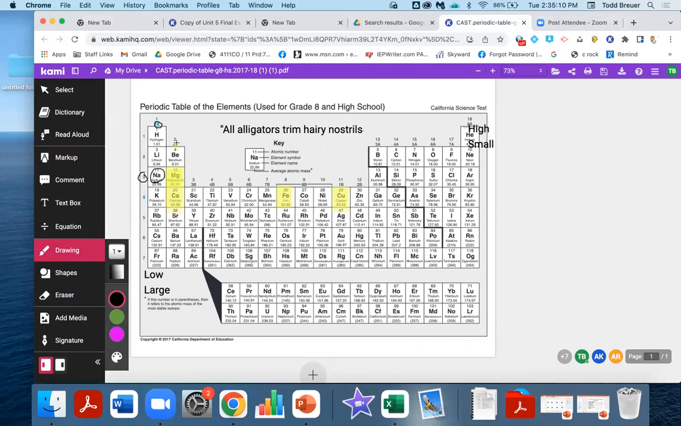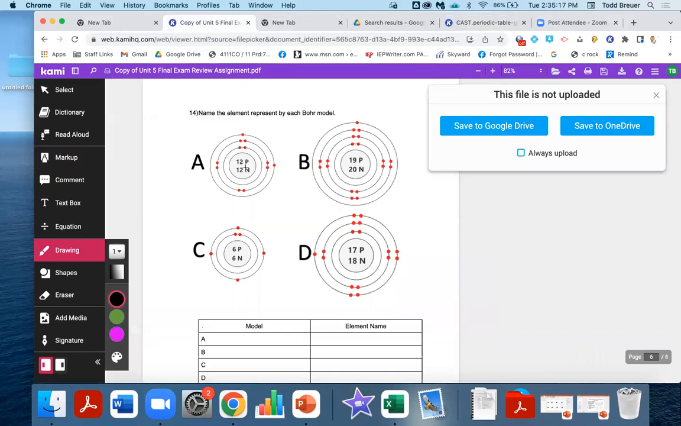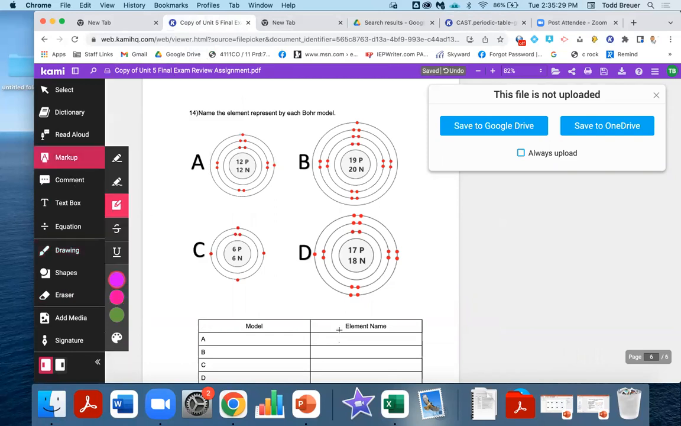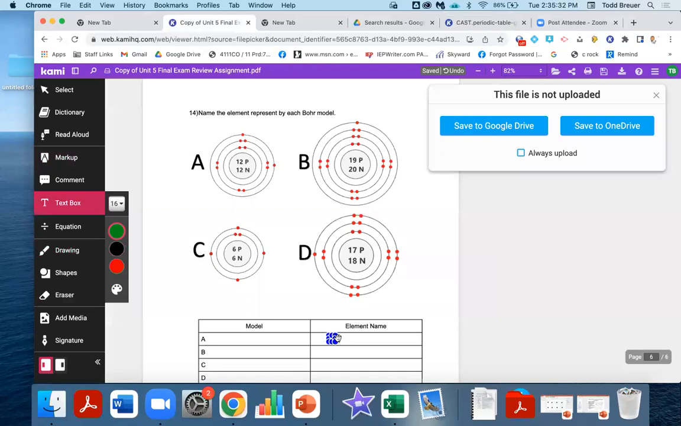Period 3, 2 valence electrons would have to be something called magnesium, or 12 protons. So what we're looking at, you see we have 12 protons. We have 3 rings, period 3, 2 valence electrons. That's our element right there that we would call magnesium. So magnesium is the identity. We look at letter B, 19 protons, 4 rings, 1 valence electron, that becomes potassium.